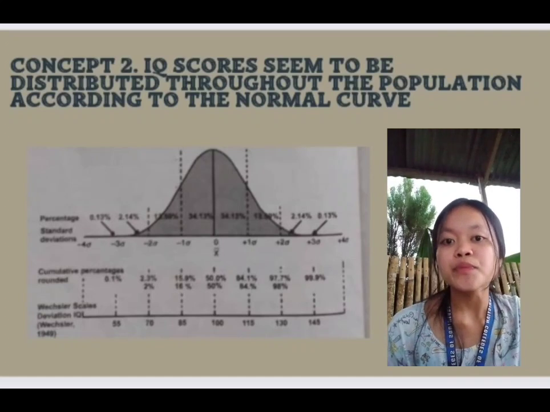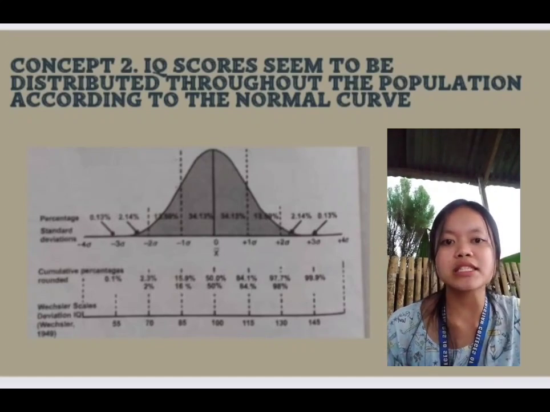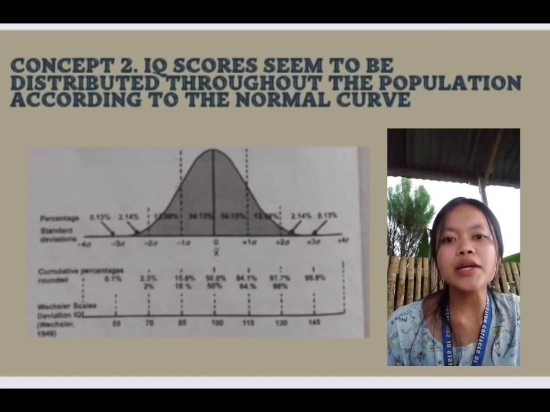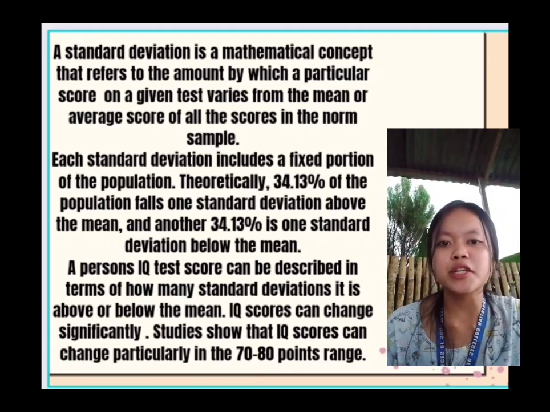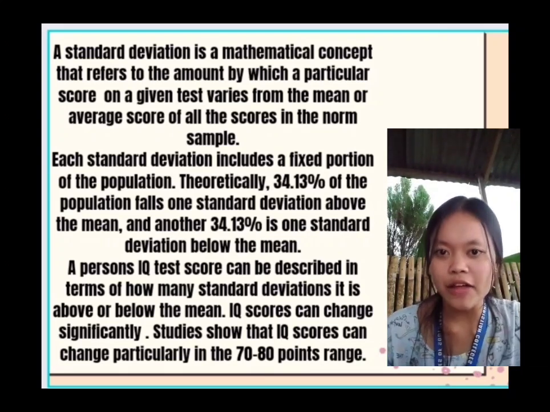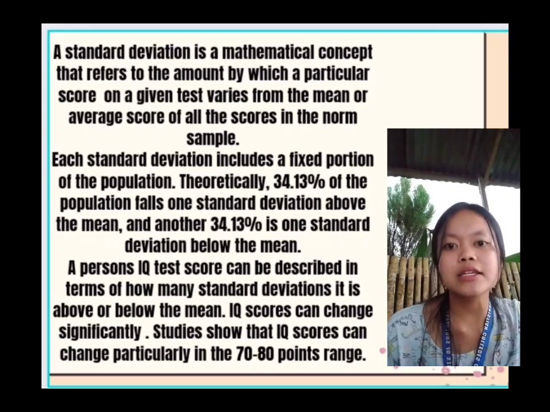As shown in the figure, to describe how one particular score varies from the mean or average score, the population is divided into units called standard deviations, or the SD. The standard deviation is a mathematical concept that refers to the amount by which a particular score on a given test varies from the mean or average score of all the scores in the norm sample. Each standard deviation includes a fixed portion of the population.